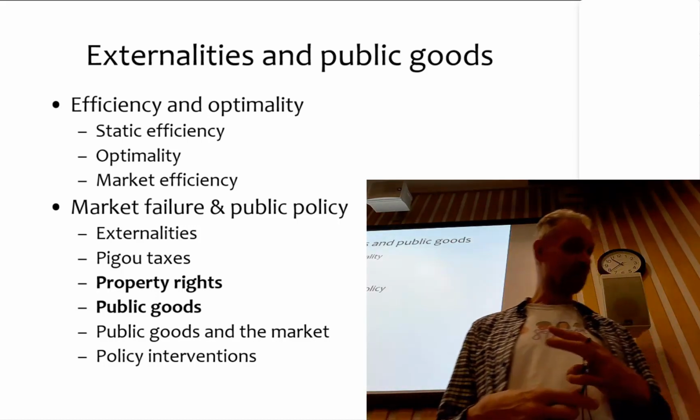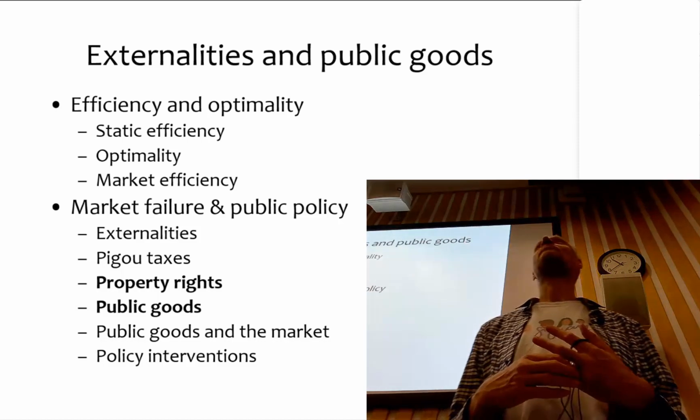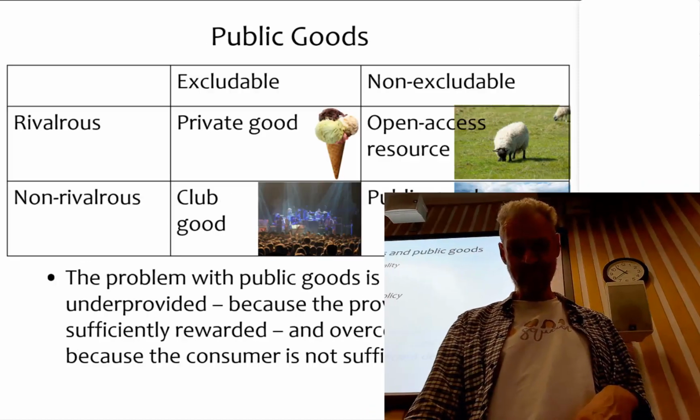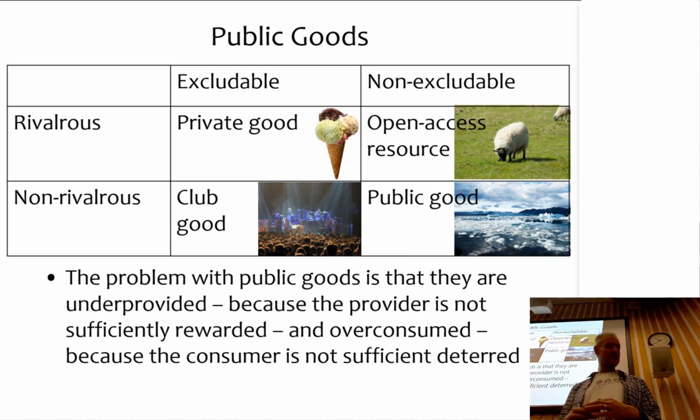So, what is a public good? You must have seen this before. A public good is a good that is non-excludable and non-rivalrous. And in contrast, a private good, and you're much more familiar with that, is both rivalrous and excludable.